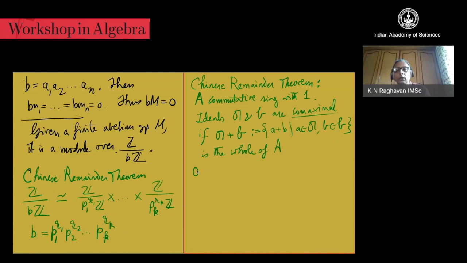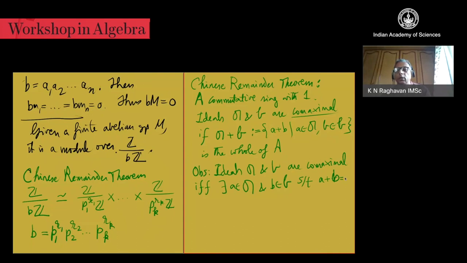Ideals A and B are comaximal if and only if there exists a in A and b in B such that a plus b is equal to 1. So a plus b equals 1, where 1 is the unit element. This is the multiplicative identity of the ring.